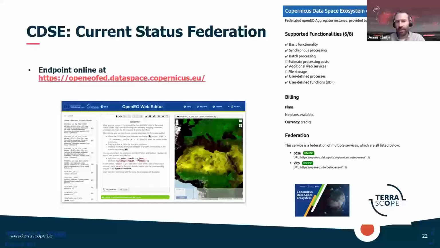And all these backends have different functionalities, but they are nicely integrated then into this aggregator concept. Now, this is an update for the Copernicus Data Space Ecosystem, but there's much more on openEO next to this federation, and I will give the floor to Bram to explain what is happening on that side.